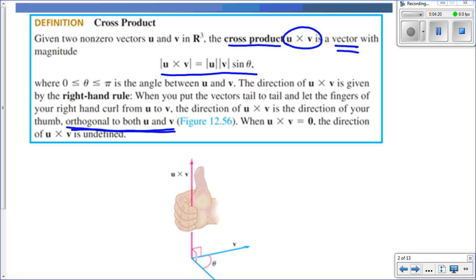So notice if you have the vector u here, the vector v, let your fingers point down u, curl them so that they're then pointing down v, and where your thumb points is the direction that u cross v goes in. And then this gives us the magnitude of u cross v. So we can find the direction orthogonal to u and v. Remember, there's two ways it could go. It can go upward or it could go downward. And the right-hand rule says that u cross v will be going upward.